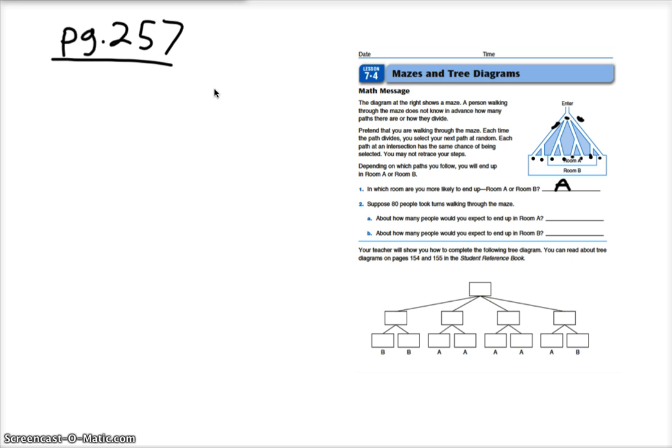There's more inputs there. You have a better chance because if you choose this left path, for sure you're going to end up in B. But if you take any of these others, there's a greater chance you can end up in A. Alright, so here we go.